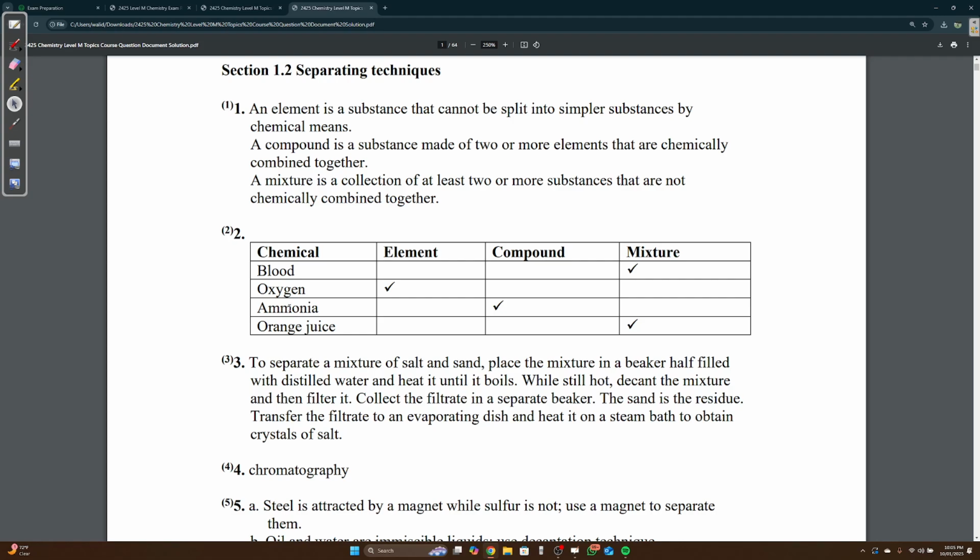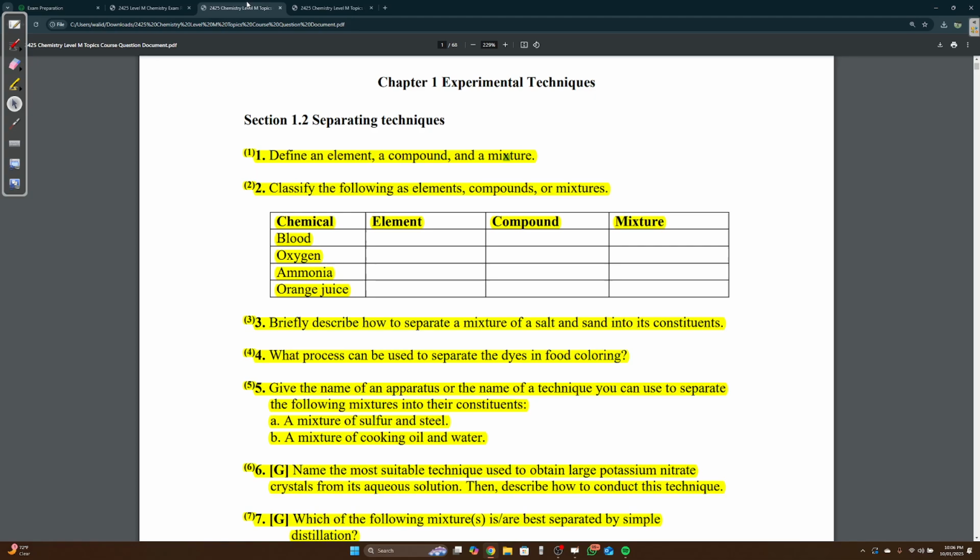Oxygen, of course, is an element. Ammonia is a compound, NH3. Orange juice, you guys know the pulp in orange juice. Some people will call it a solution. It's a mixture. The pulp, I think you guys know about it, the small pieces in the orange juice.